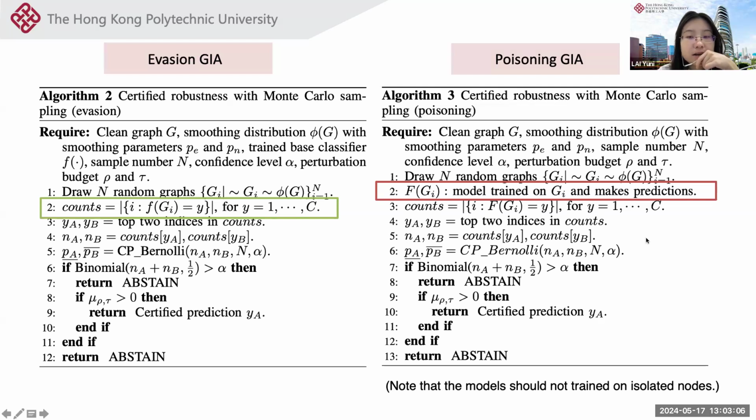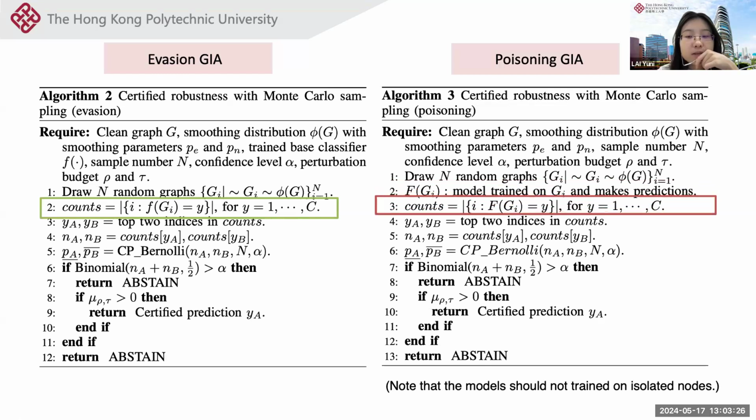For poisoning GRA, we use a similar procedure. The only difference is that we need to define a train-and-test classifier G. It is a model that trains on GI and then makes predictions based on GI. For n random graphs, we need to train n models and then make the predictions. Note that the model should not train on any isolated node because of the assumption we mentioned previously.